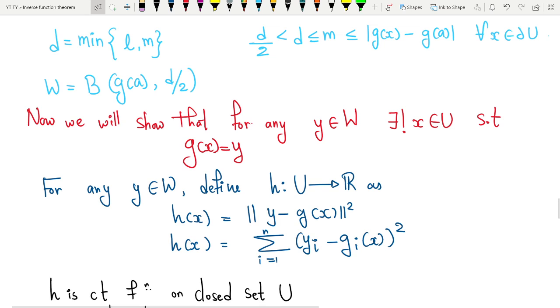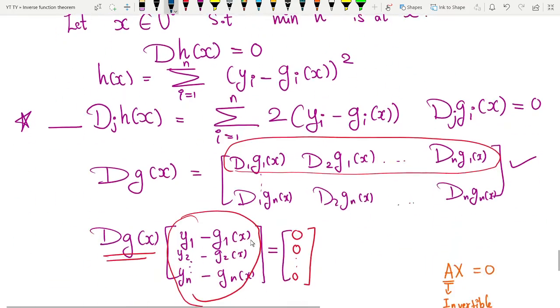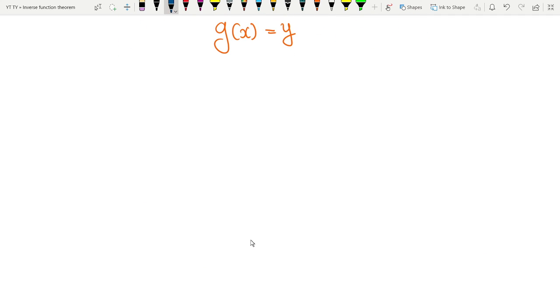The proof is still remaining, but till now what we have done is that, for y an element of W, we were able to find x inside the interior of U such that g of x equals y. Still, we need to prove it is a unique x. Here we found the existence of x. Now we talk about the uniqueness of x.